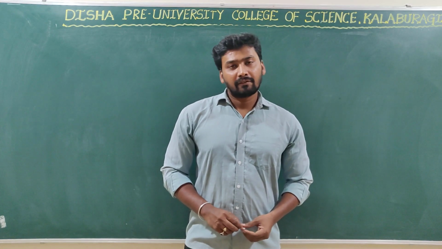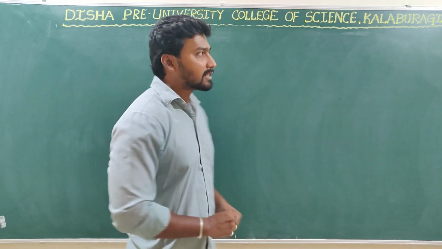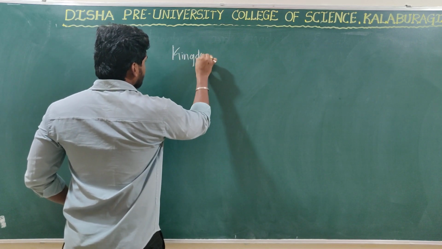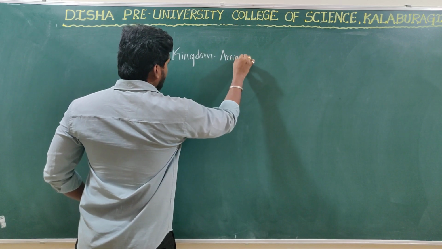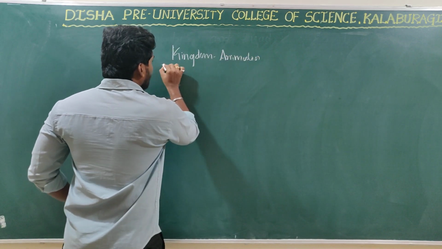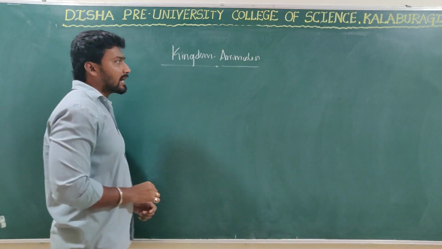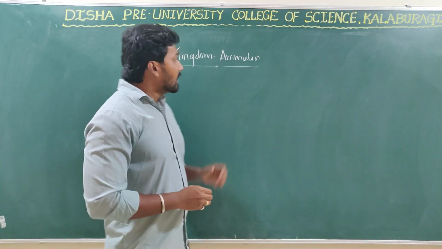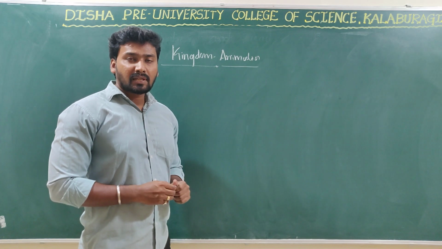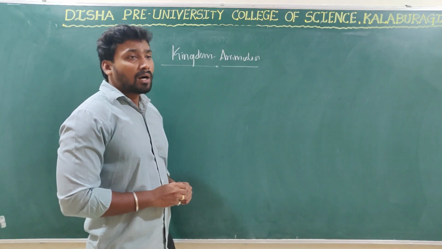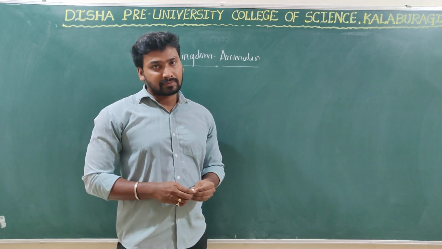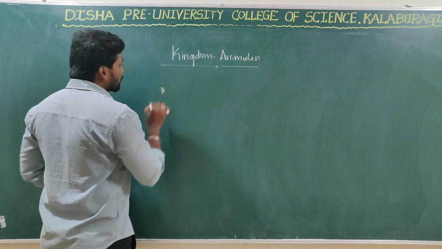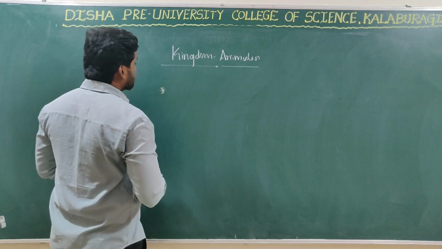Hello students, today we are discussing a new chapter in biology, that is Kingdom Animalia. In this chapter, we are going to study the different types of animals and the classification of animals in different hierarchy. Animals are the most diversified species on the planet Earth, and they have occupied each and every habitat on the Earth.